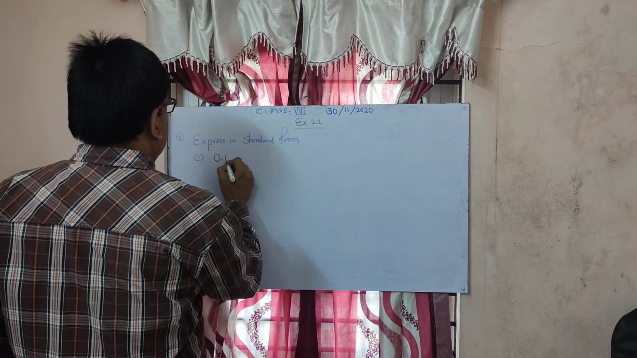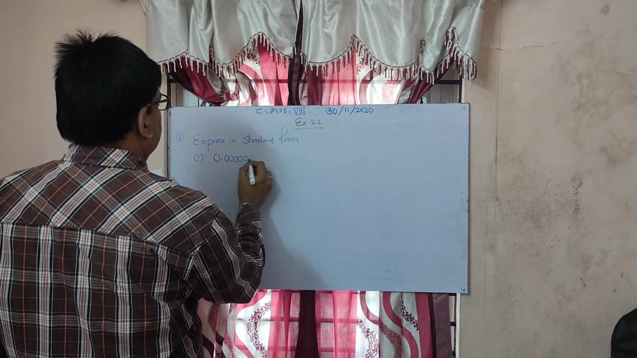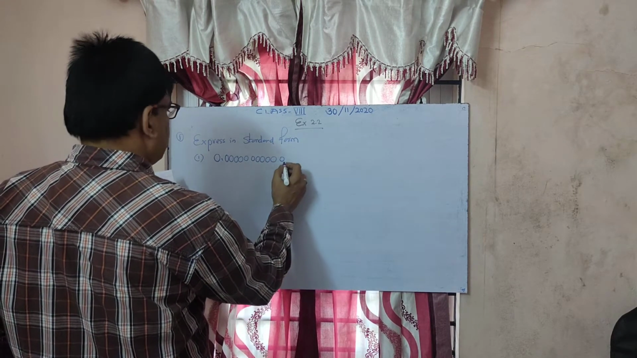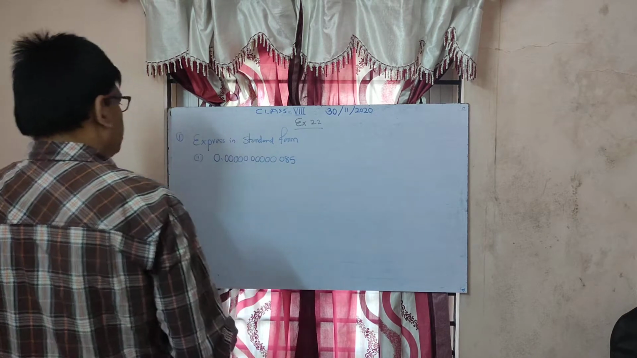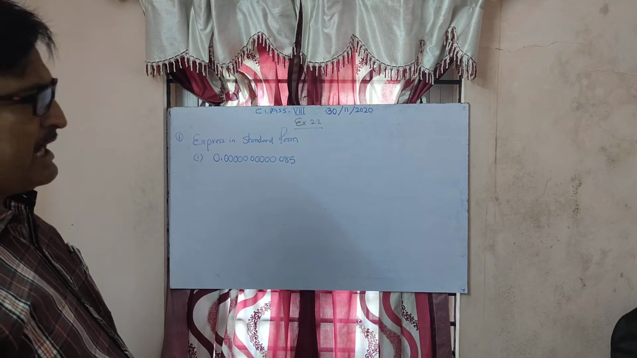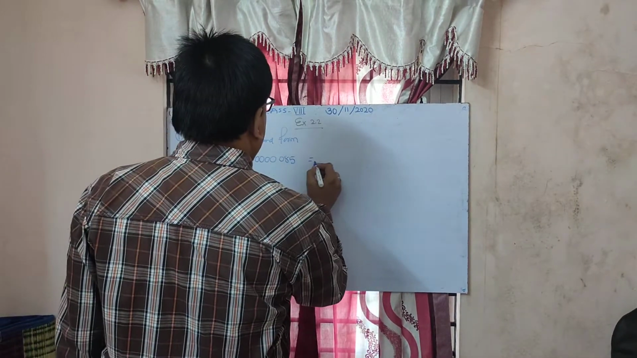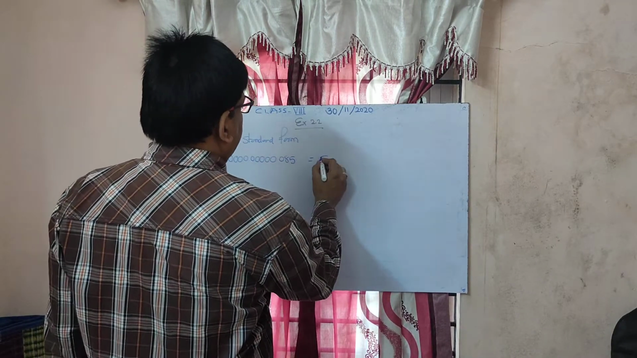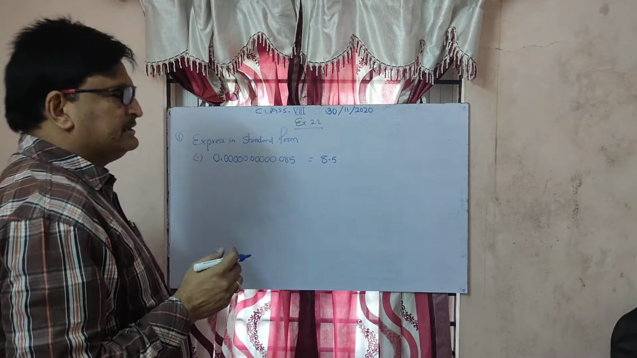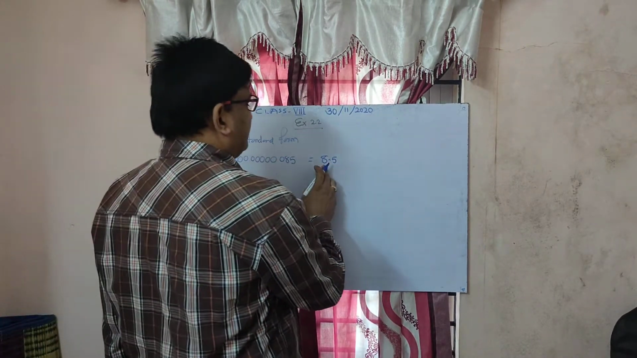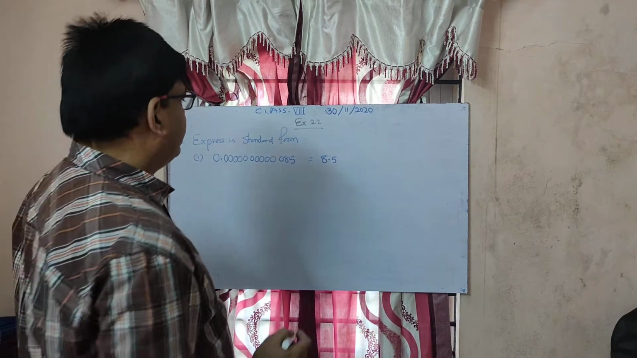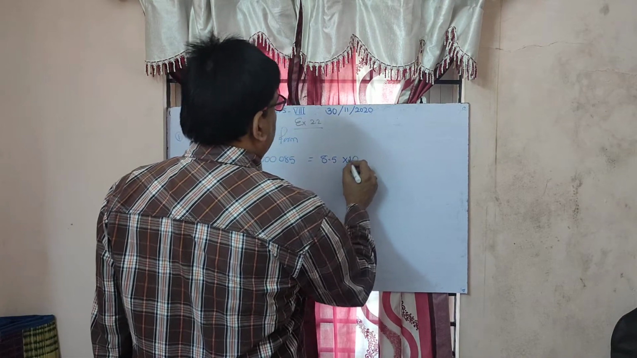First one, 0.369, 11 zeros are there. 1, 2, 3, 4, 5, 6, 7, 8, 9, 10, and 11 zeros, and 8, 5. So this is the number given. You have to write this in the form of standard form. So first of all, what you have to write? Forget about all zeros, write 8.5. Standard form means the number should be more than 1 and less than 10. So 8.5 is more than 1 and less than 10, into 10 to the power.